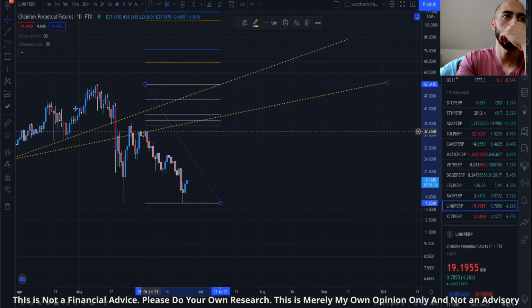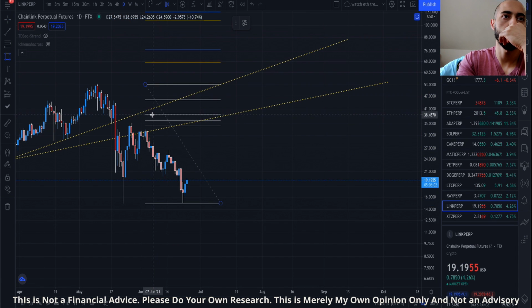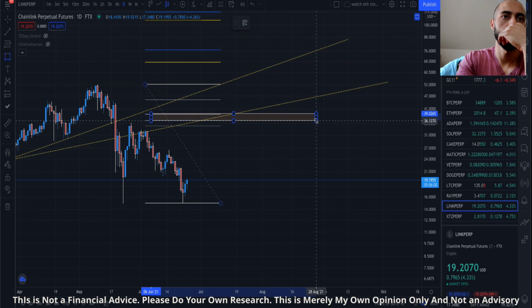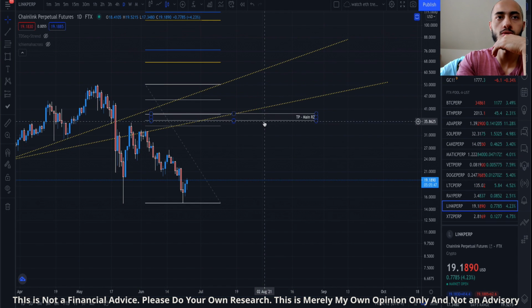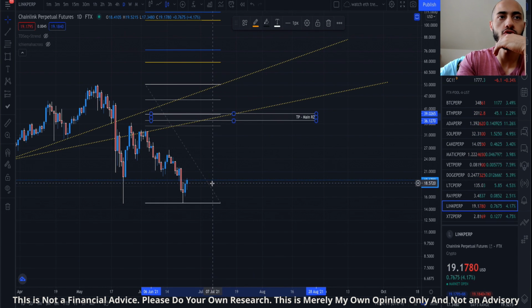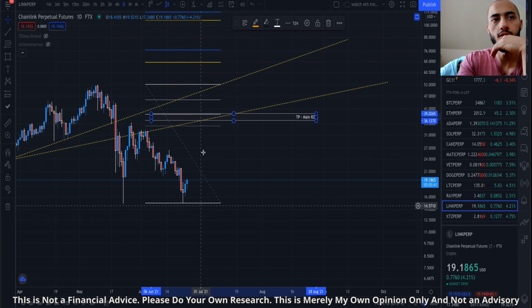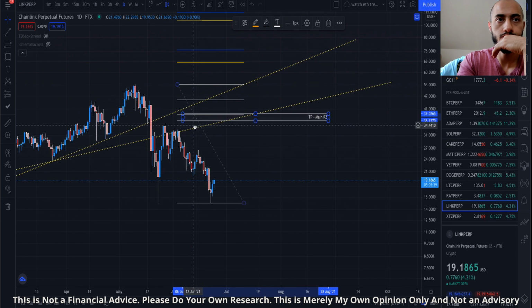So you see that over here, this is one resistance. This is a weekly, the main resistance rebound zone, right? So pretty much we need to be up here. We need to close above to be in an uptrend position.